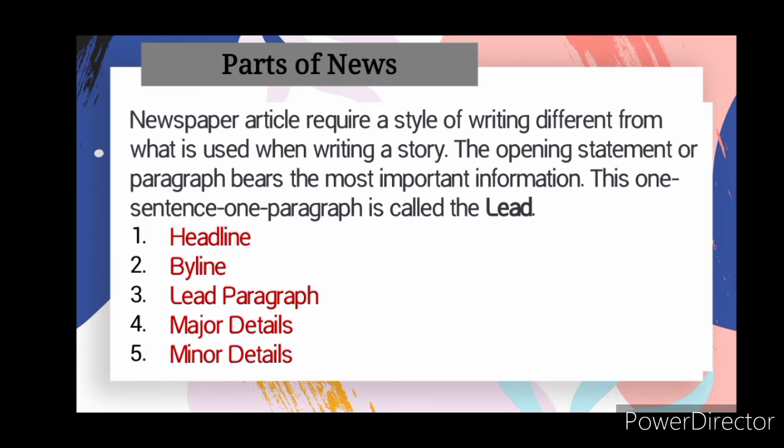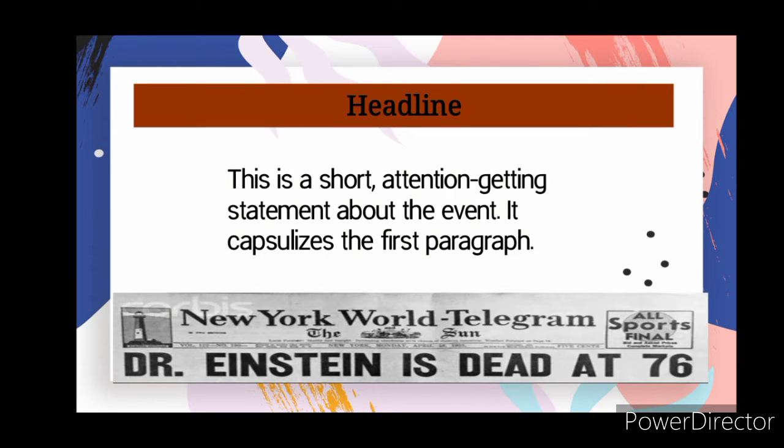So the following are the parts of the newspaper. First is the headline, next the byline, next the lead paragraph, major details, and the last is the minor details. First, we will talk about the headline. This is a short, attention-getting statement about the event. It capsulizes the first paragraph.